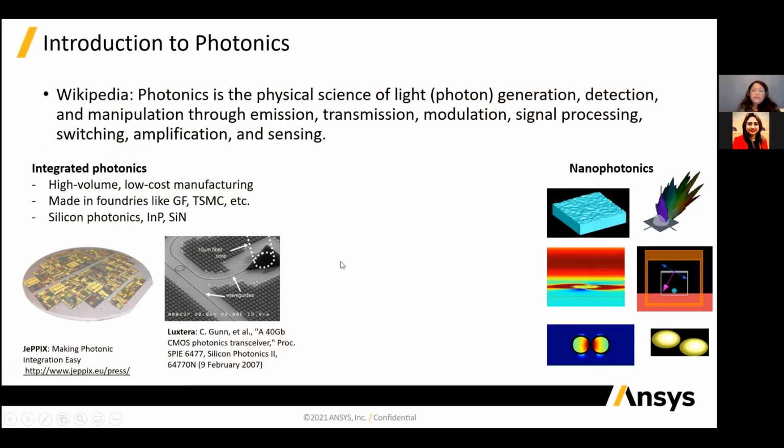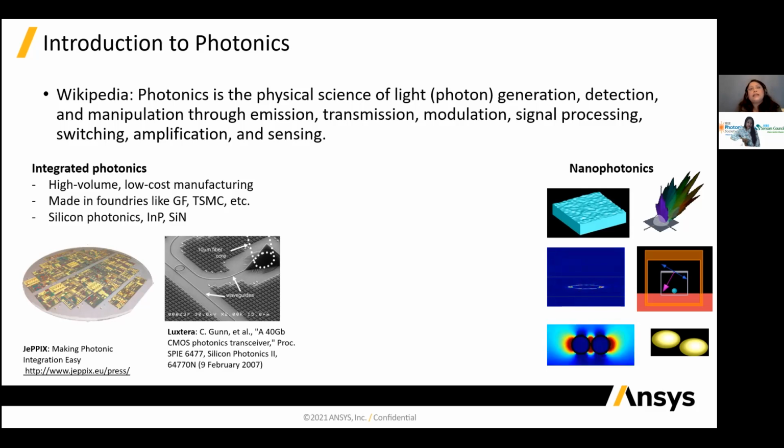According to Wikipedia, photonics is the physical science of light generation, detection, and manipulation. But now you might have a question: what's the difference between photonics and optics? Optics is something that you see with the naked eye, but when we talk about photonics, we are talking about very small wavelength-scale features where the electromagnetic wave nature of light is extremely important, as well as the quantum nature of light, like photons creating electron-hole pairs. Those are much more important in photonics than in traditional optics, which is about human eye perception of the tangible world. That's the difference between photonics and optics.